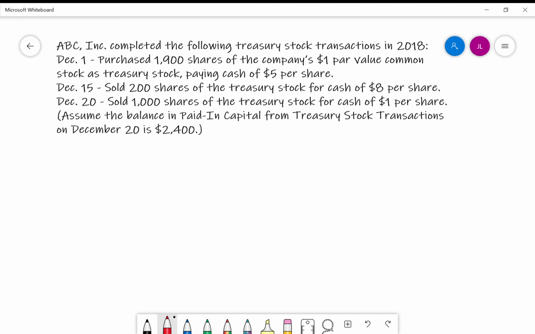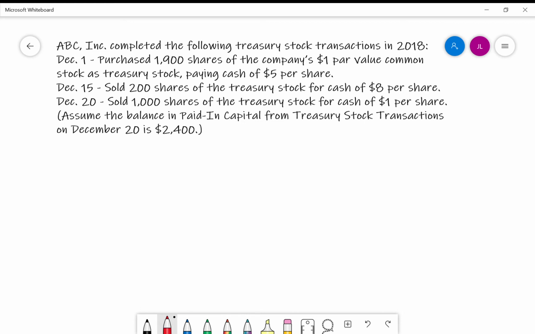December 1st, they purchased 1,900 shares at the company's $1 par value common stock as Treasury stock, paying $5 cash per share. December 15th, they sold 200 shares for $8 per share. And December 20th, they sold 1,000 shares for $1 per share. And we're going to make an assumption here, and that is that the balance in paid-in capital from Treasury stock transactions on December 20th is $2,400. And we'll see why that's important here in a minute.